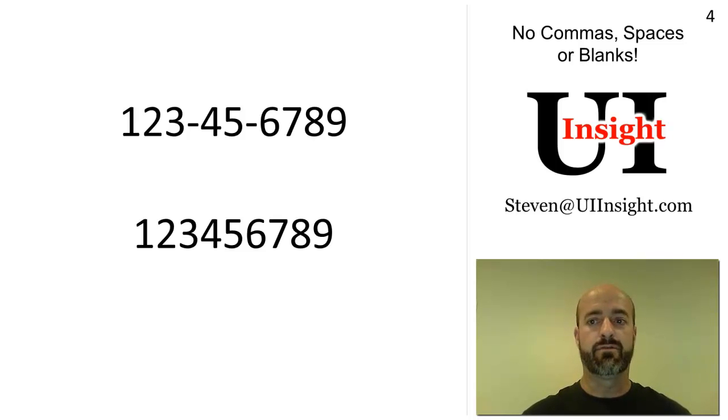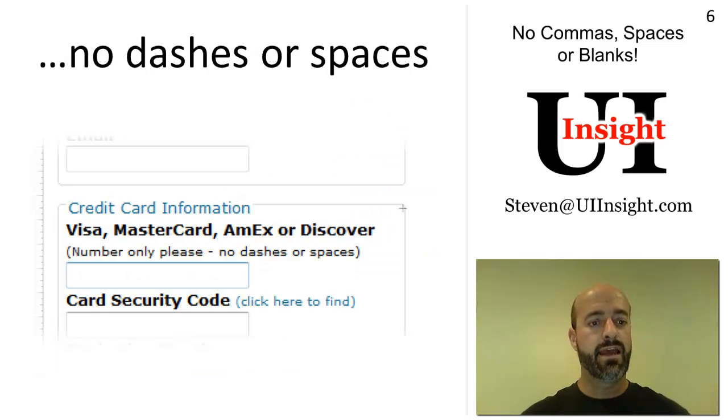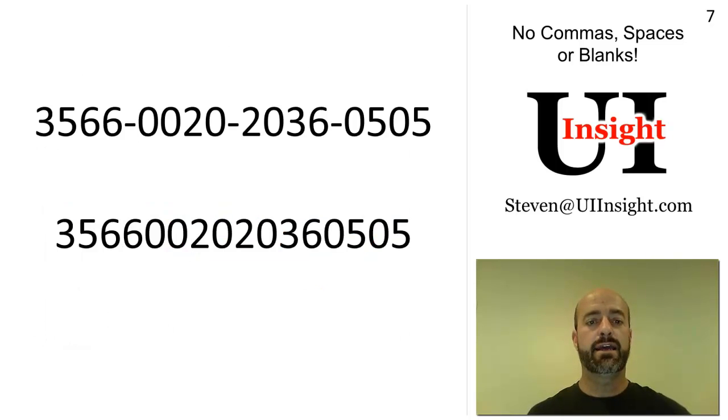Let's look at another example of no commas, spaces, or blanks. So here's a form asking for a credit card number. It is a sign up for a hosting plan. And for the credit card information, it says numbers only please, no dashes or spaces. And again, if we look at an example credit card number, not mine, a test number, we expect to see it with dashes because 16 digits all run together, that second row there, is very hard to read. It's hard to tell that there's actually 16 digits as compared to the first one.